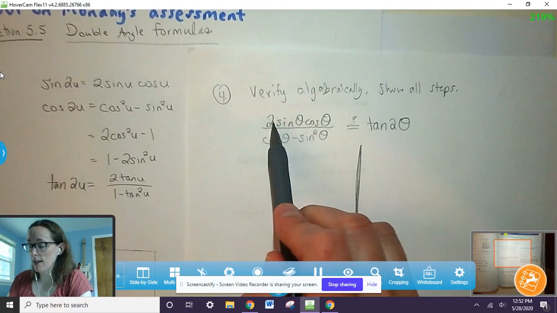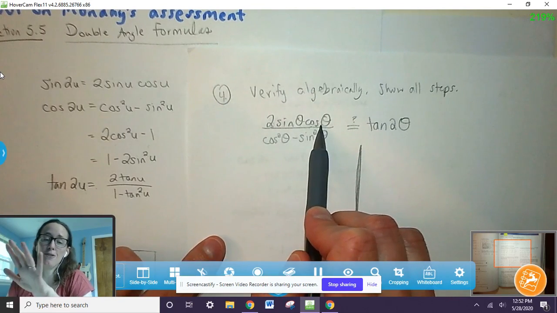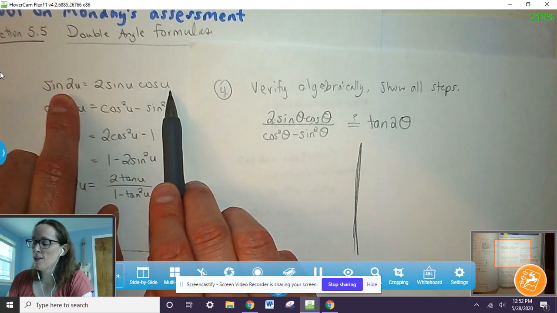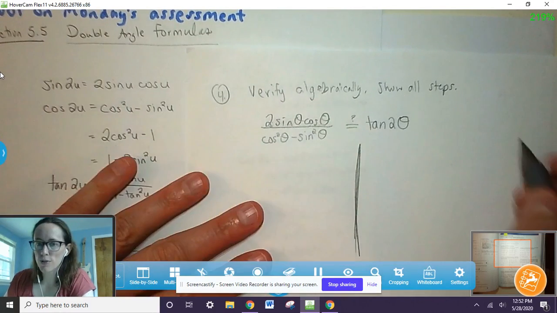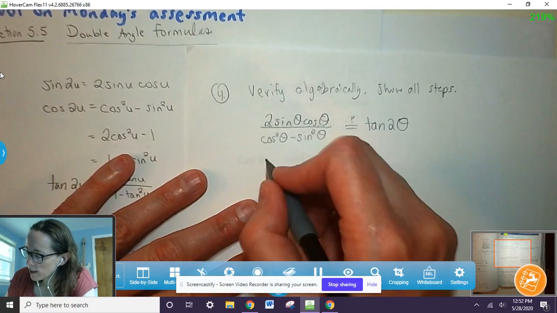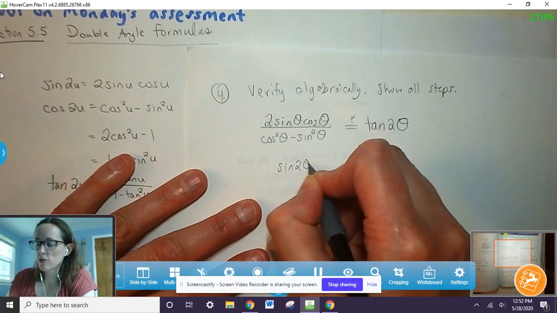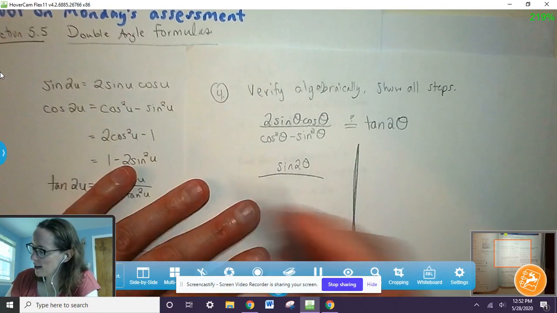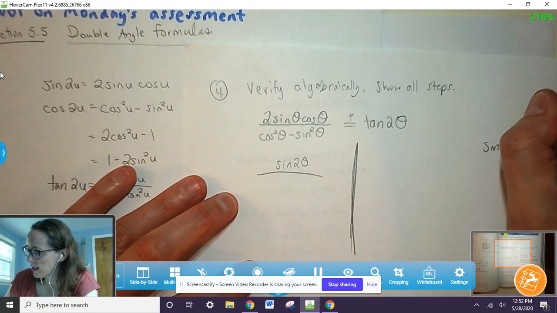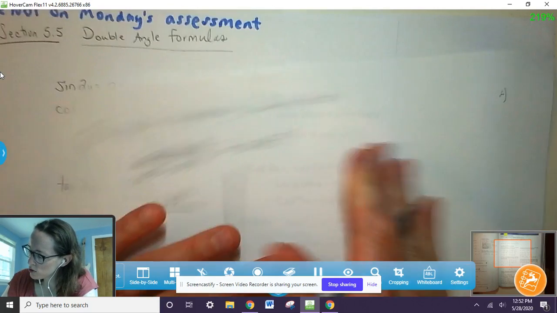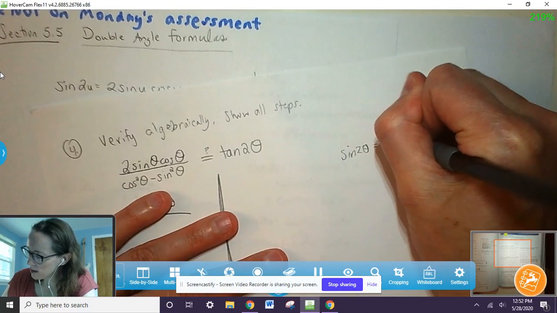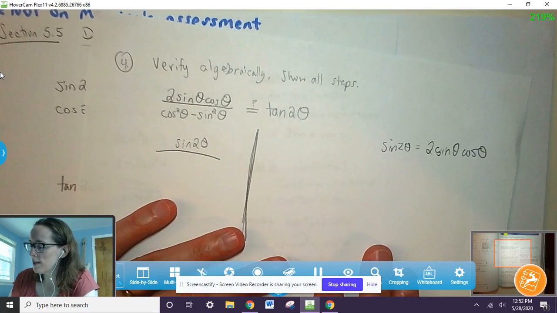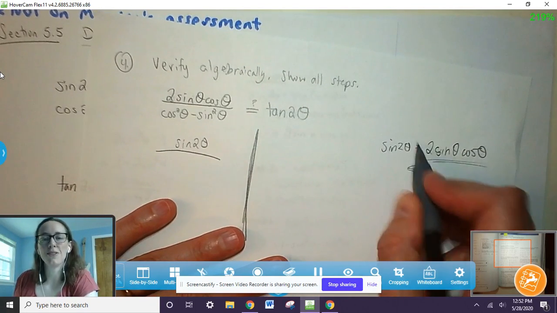2 sine cosine might look familiar. I know it's brand new to you today, but do you see how you have 2 sine u cosine u and that equals sine 2u? So instead of u, we're using theta. So we can rewrite this as sine 2 theta. So these formulas work both ways. If you have sine 2 theta, yes, you can turn that into 2 sine theta cosine theta by a double angle formula. But you can also use this going the other way. If you have 2 sine theta cosine theta, you can replace it with sine 2 theta.